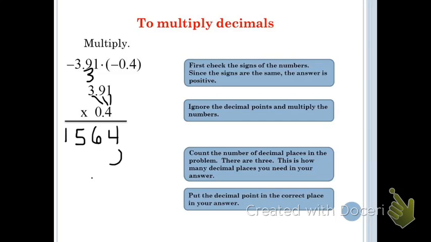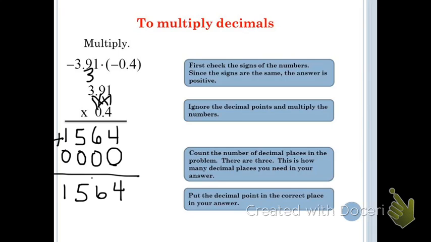If I put a placeholder here, now I'm just distributing a 0. So 0 times 1 is 0. 0 times 9 is 0. 0 times 3 is 0. Just adding 0. Now we need to check to see how many decimal places we have. There's 1, 2, 3. And we already determined that our answer is positive. So we have 1 and 564 thousandths.